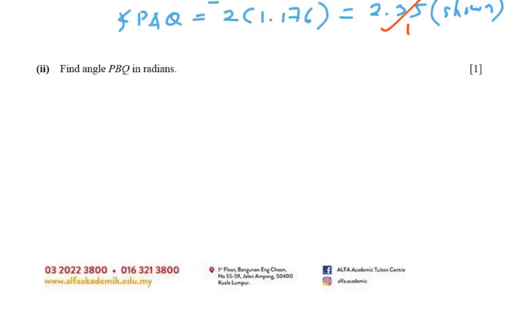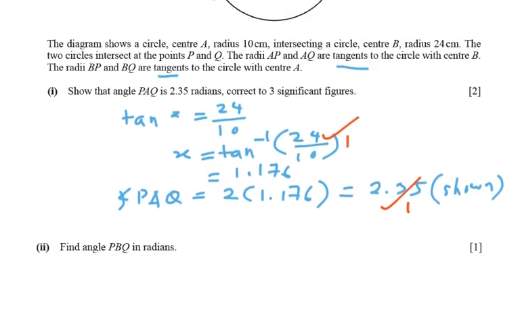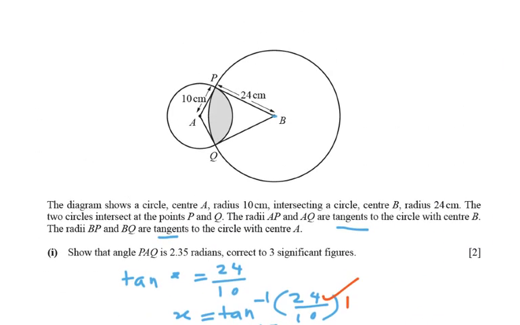Moving forward to next, you are required to find the angle of PBQ. Where is the angle PBQ? So PBQ will be this angle. If you notice, this particular shape is a quadrilateral. You already found that this is equivalent to 2.35, and here is 90, here is 90, or we say that it is pi over 2 and pi over 2.